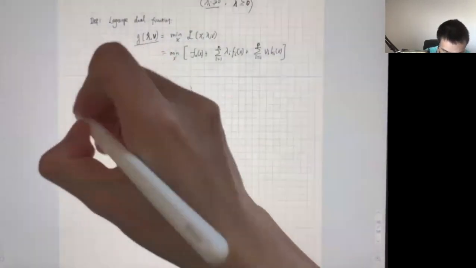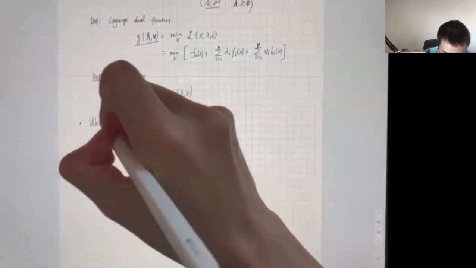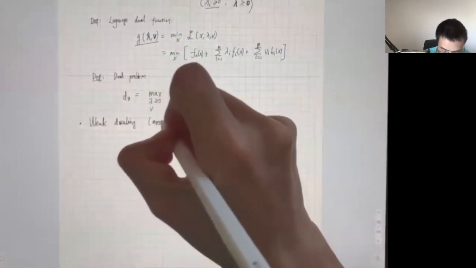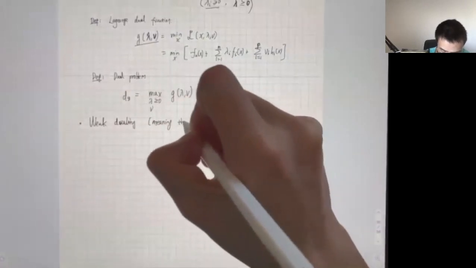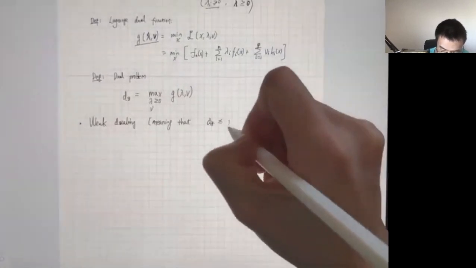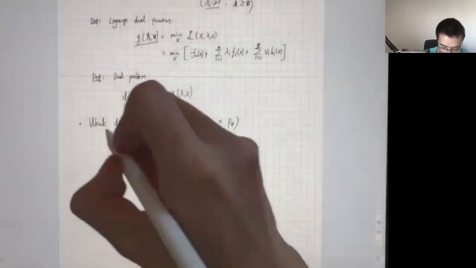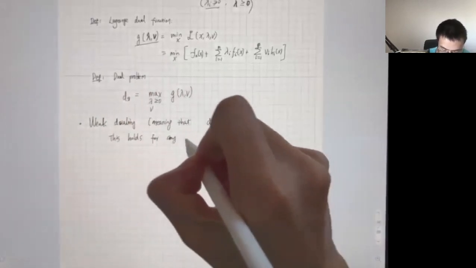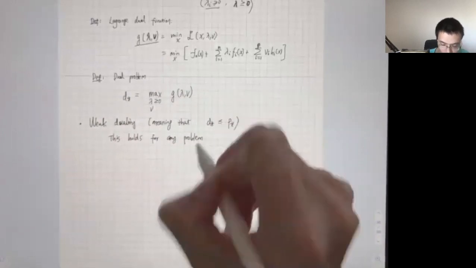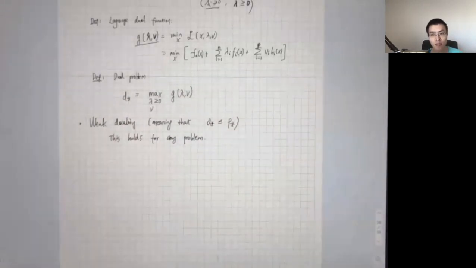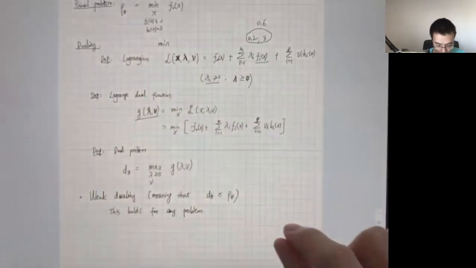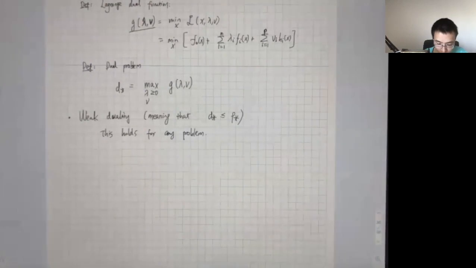So first, weak duality. By weak duality, I just mean that D star is less than or equal to P star, okay? This holds for any optimization problem, regardless of the convexity, regardless of the constraints. For any problem, the dual optimum is guaranteed to be less than or equal to the primal optimum. This is very easy to show.